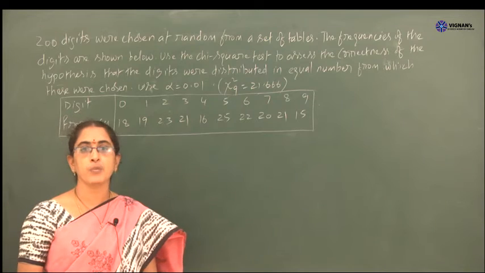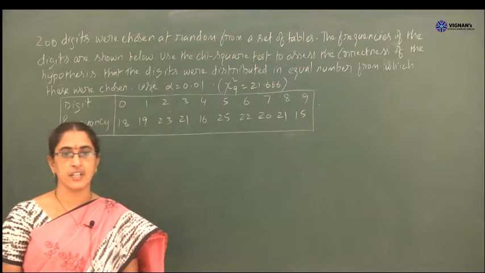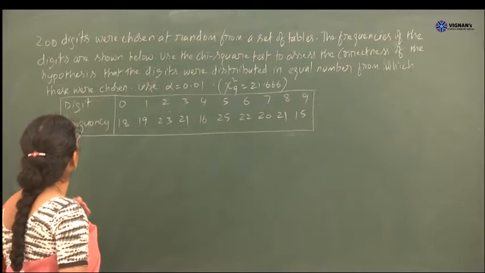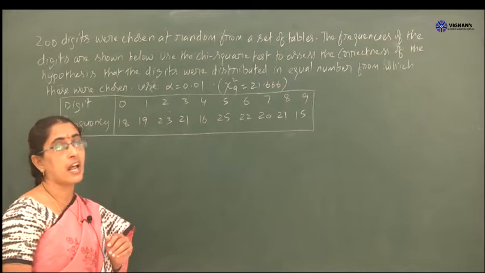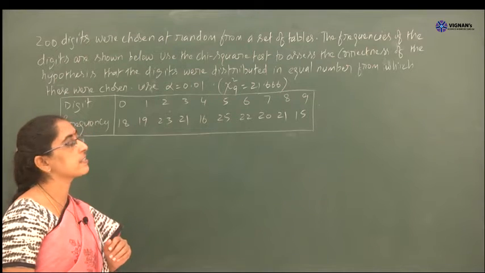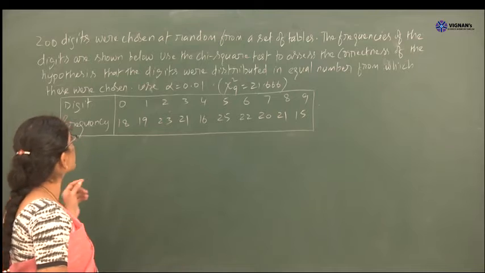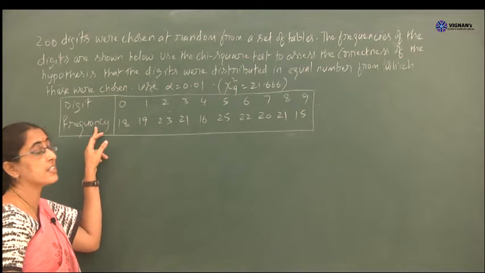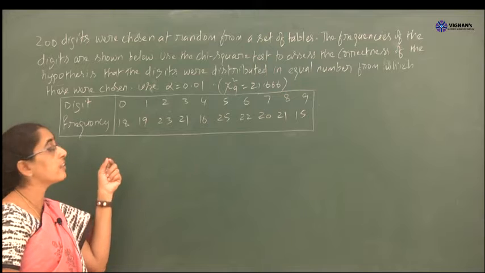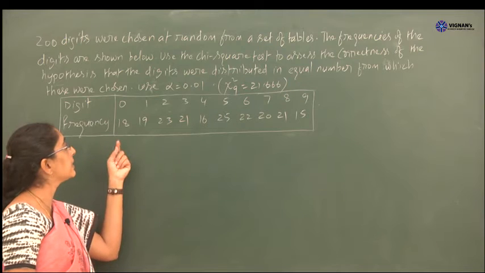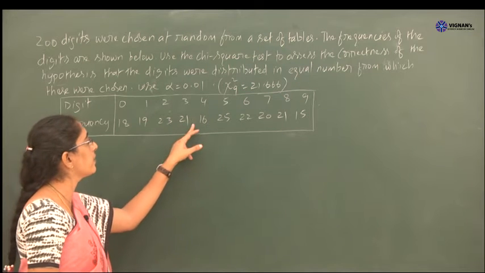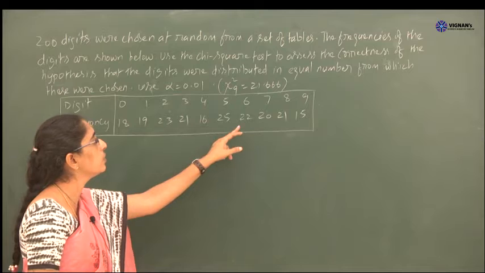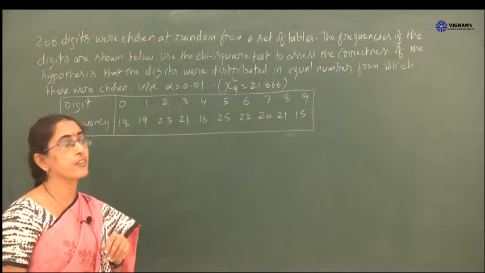Now let us see one more problem in chi-square test with equal frequencies. 200 digits were chosen at random from a set of tables. The frequencies of the digits are shown below. So these are the digits and these are the frequencies. Digits are from 0 to 9 and the frequency of digit 0 is 18, then 19, 23, 21, 16, 25, 22, 20, 21 and 15.